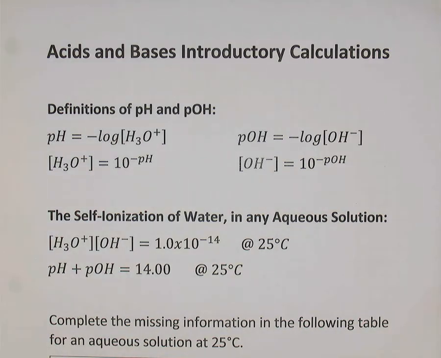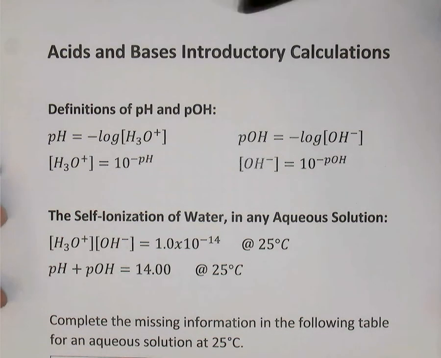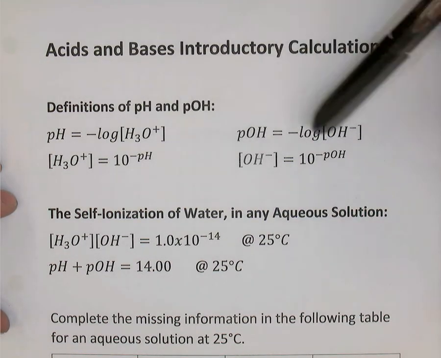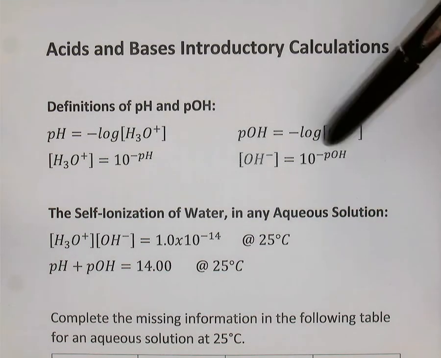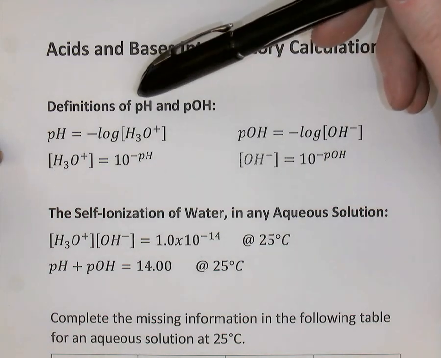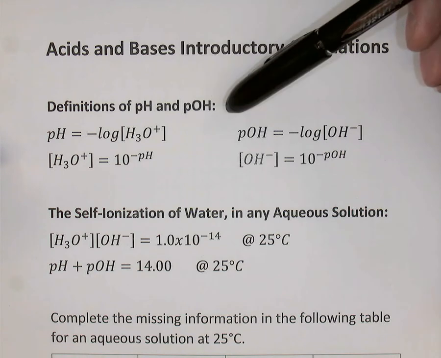Alright, in today's video we're looking at introductory calculations in our acid-base unit. To understand what we're going to do here, you should already have talked about or looked at the definitions of pH and pOH. These are a series of 4 different equations. The definition of pH was the negative logarithm of the hydronium concentration.